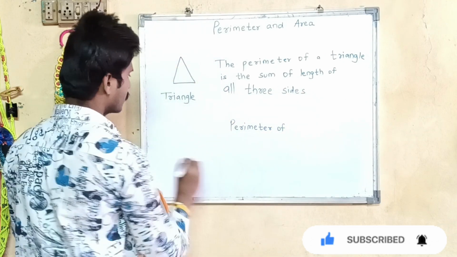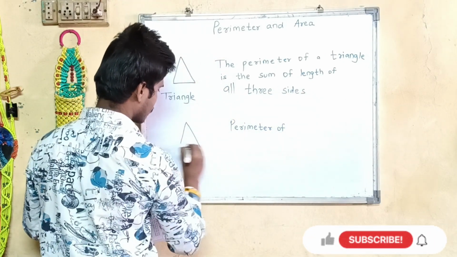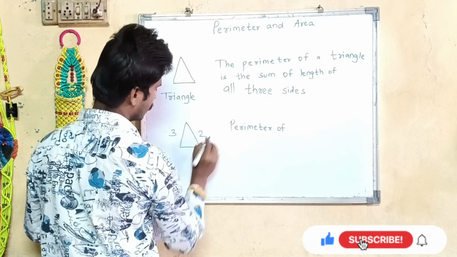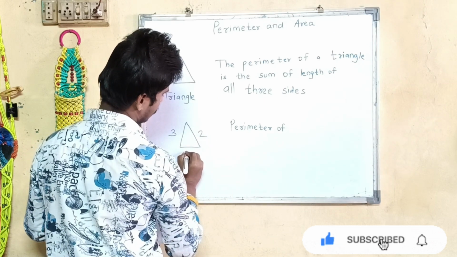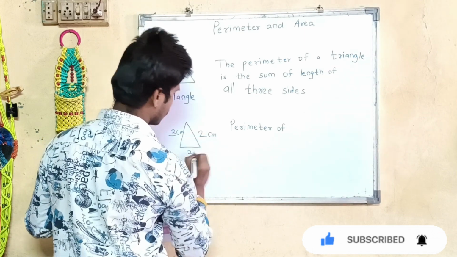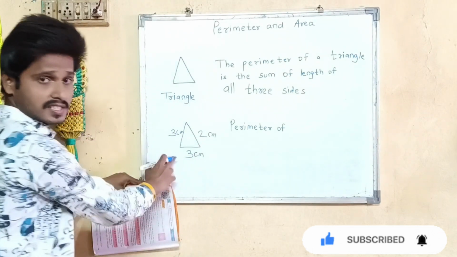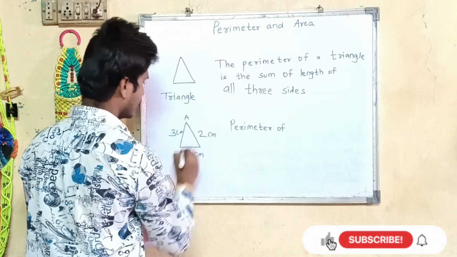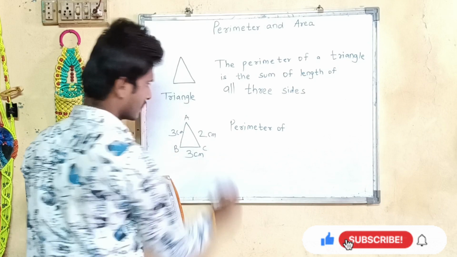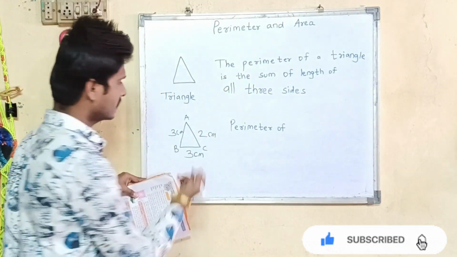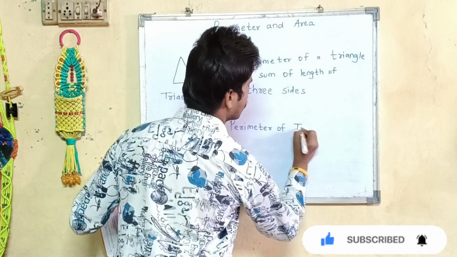Okay, I will explain with an example. Suppose this is my given triangle: 3, 2, again 3. Unit is compulsory. So this is the given figure. I will name it also, A, B, C. Now what are we supposed to write? The given figure is a triangle, so perimeter of triangle.